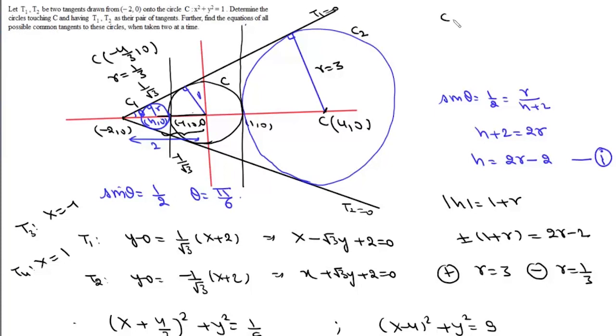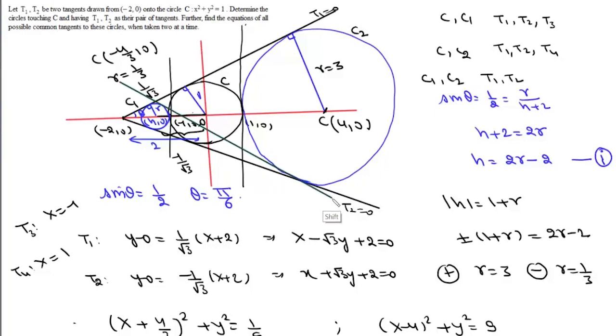So in between C and C1 we have T1, T2 and T3, and in between C and C2 we'll have T1, T2 and T4. Now in between C1, C2 we'll have two direct tangents, which are simply T1 and T2, and we'll also have two transverse tangents which we want to work out. So we have to work out two transverse tangents in the case of C1 and C2.